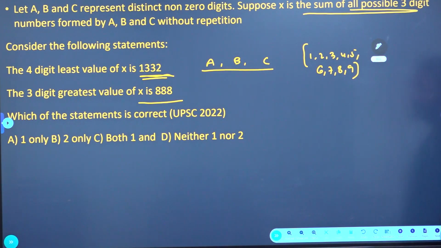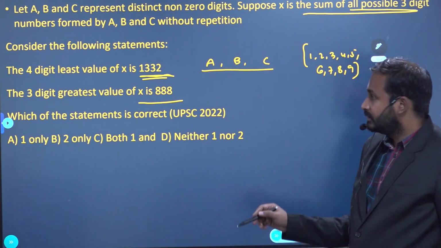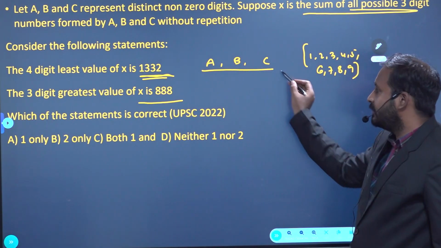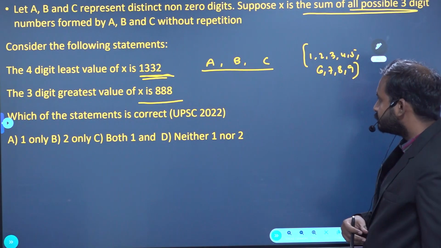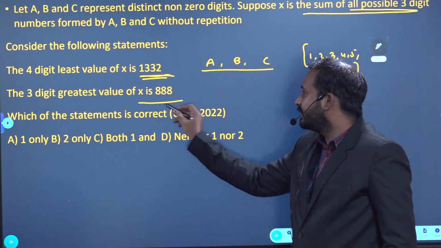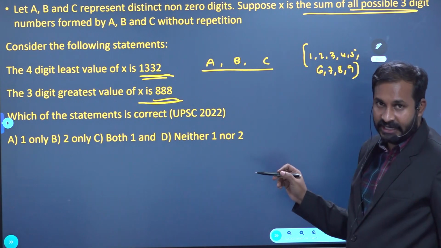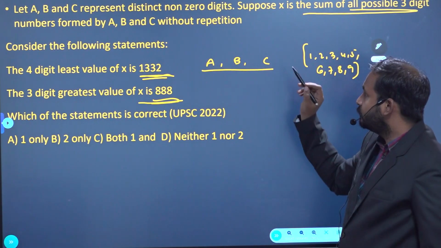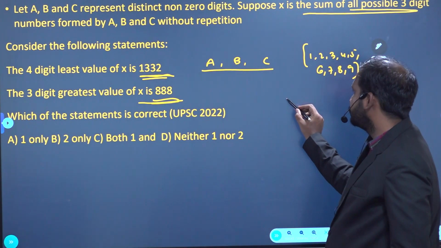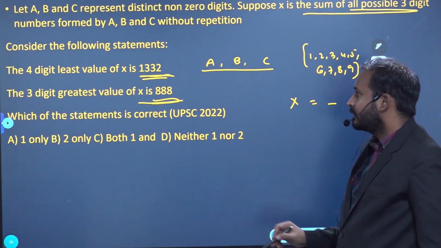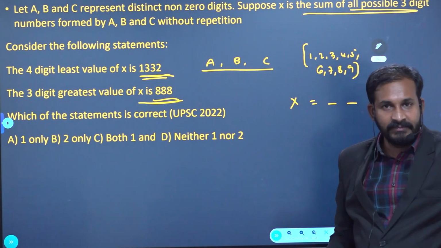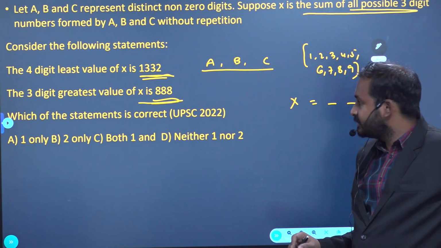Digits what we can take. Now please observe here students. Least value using ABC, what are the values I can take here? The 3-digit greatest value of X is 888, they are telling. So A, B, C without repetition. So what values of X can I take here? Tell me, in the position of A, B, C.